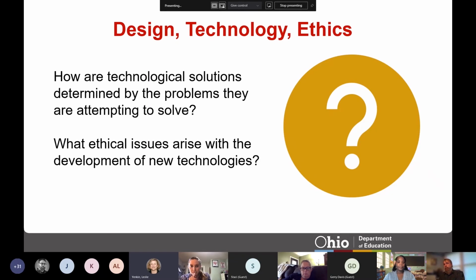The second question involves ethics. What ethical issues arise with the development of new technologies? And as we go through each example, you'll be able to view the learning experience from both the perspectives of the teacher and the student. So you'll put on both of those hats.